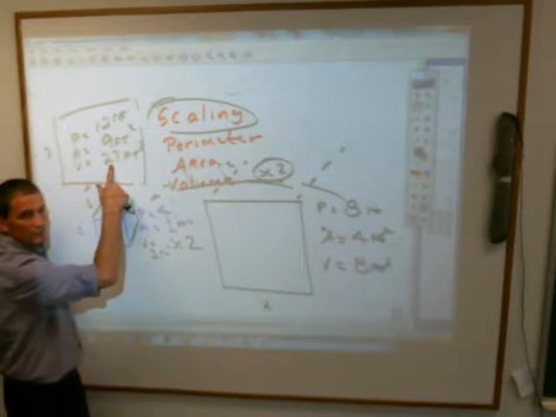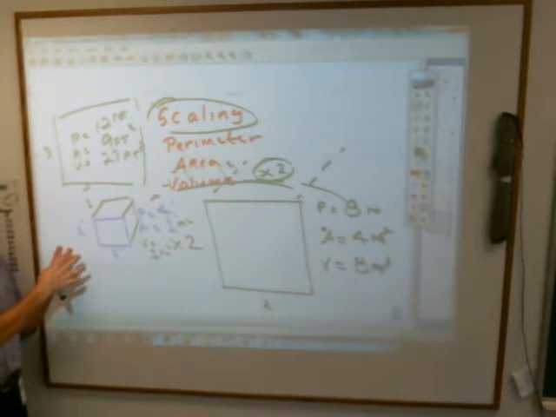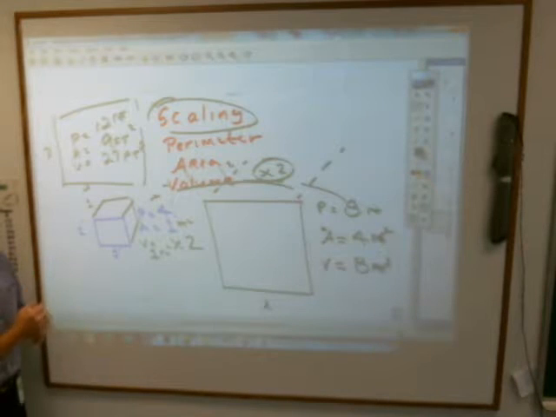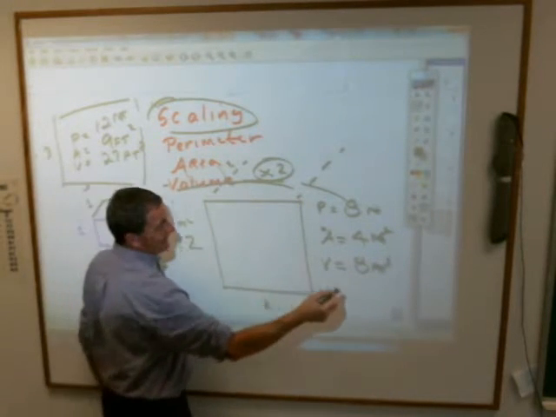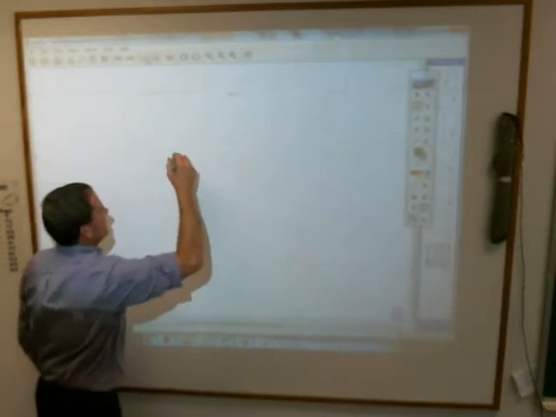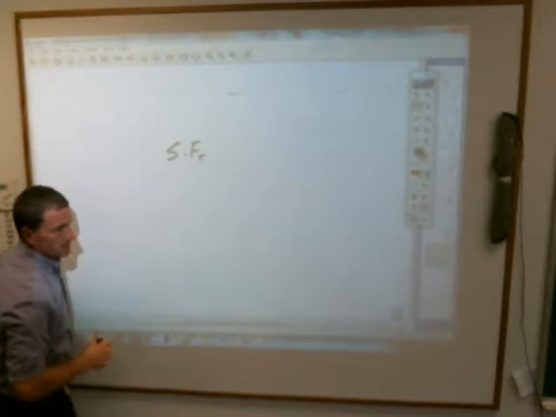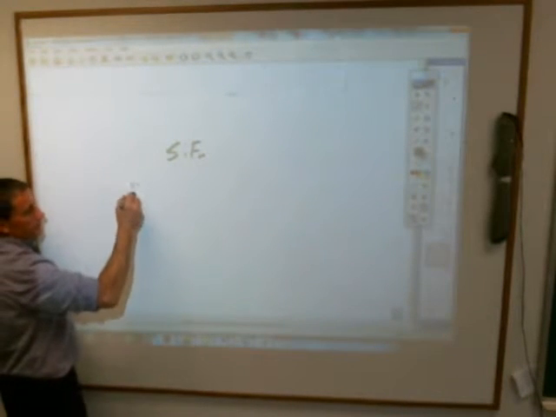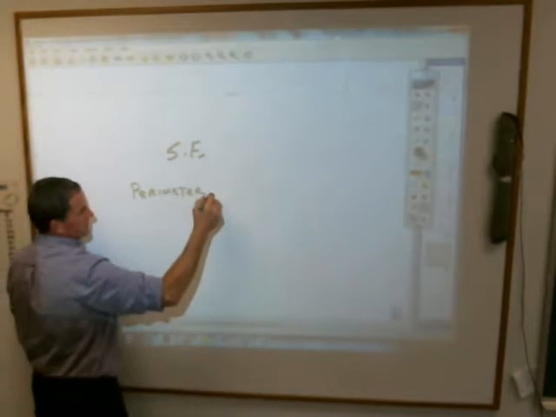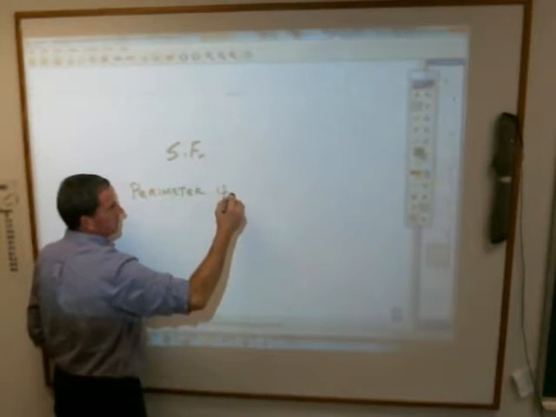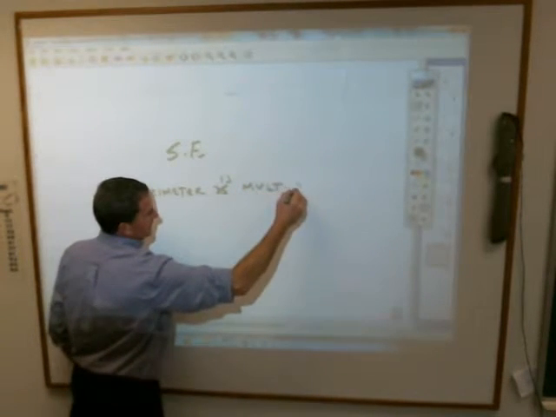How do I get the ratios that compare perimeter, volume, and area? It has to deal with the scale factor. That's the key thing, people. The key thing is scale factor. For perimeter, the perimeter of a shape just gets multiplied by the scale factor.